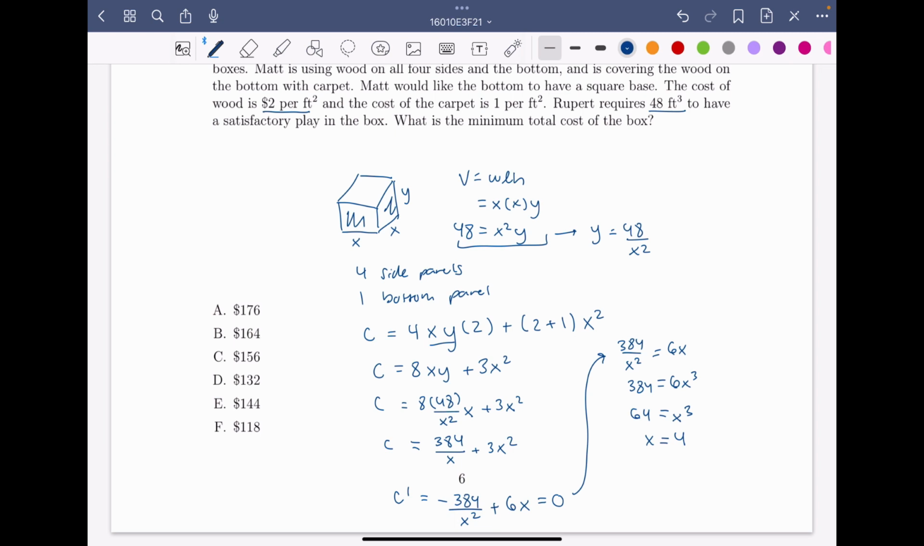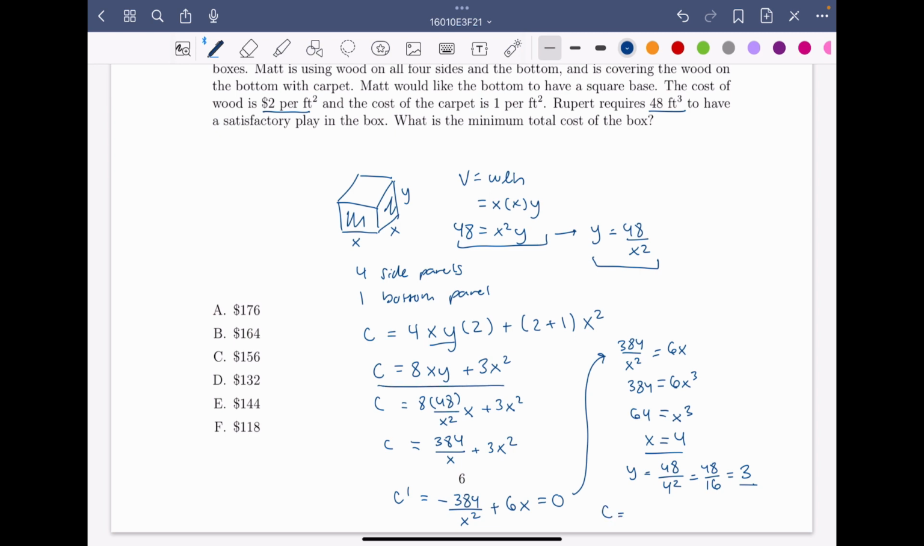You might be asking, where do we find y? We can find y by plugging back into this. So y equals 48 over 4 squared, so 48 over 16. Let me type this into a calculator fast. 48 over 16 equals 3. And then we can find the cost by plugging this value of x and this value of y back into this original equation right here.